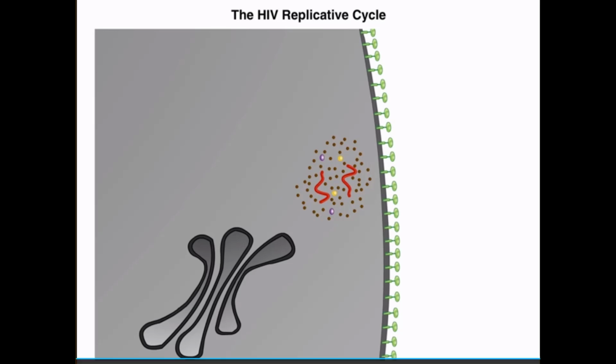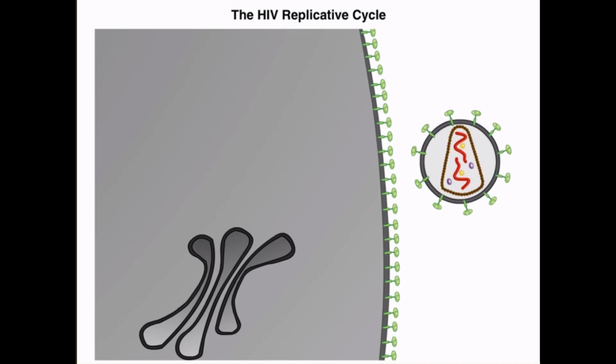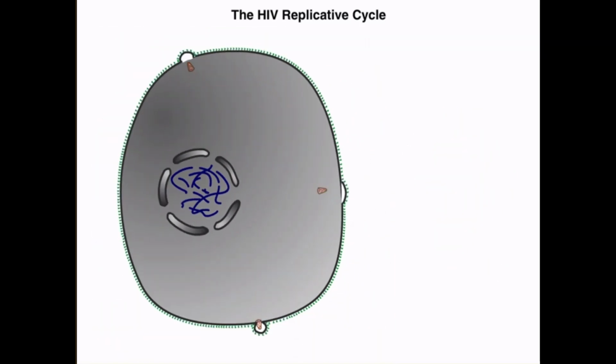Viral mRNA molecules and viral proteins, including reverse transcriptase, integrase, and structural proteins, are assembled into a viral particle that buds from the host cell membrane. As it buds, it takes a portion of the cell membrane and the embedded envelope proteins with it. A cell produces many viral particles during an infection, but ultimately the cell will die.